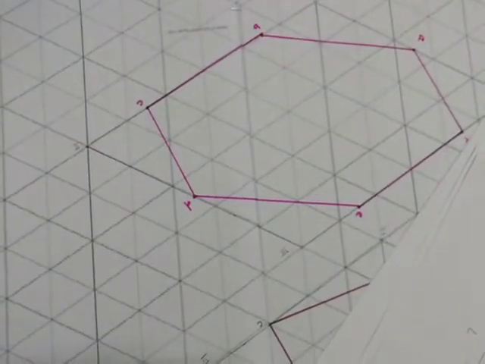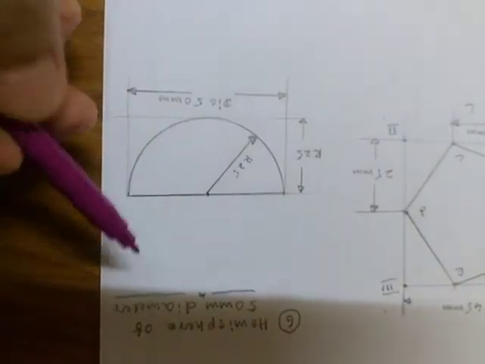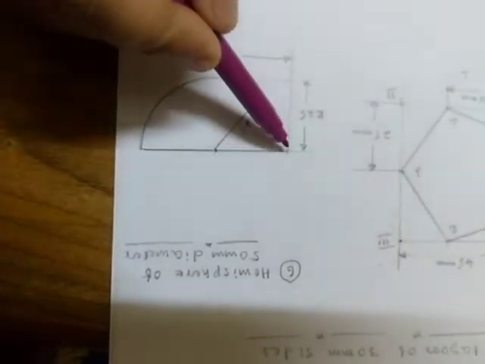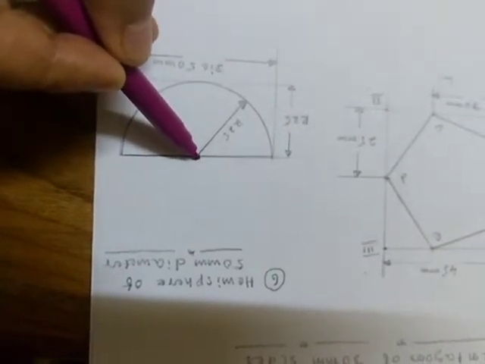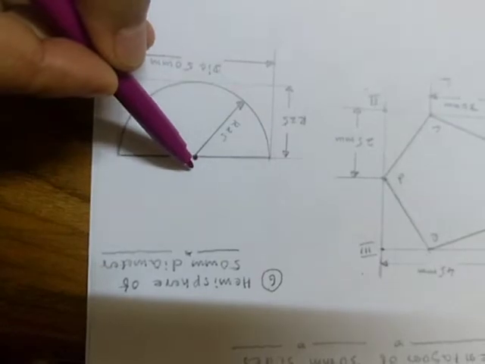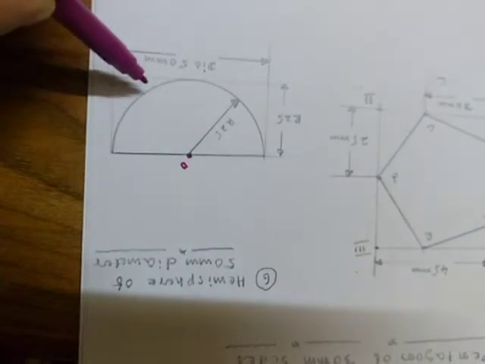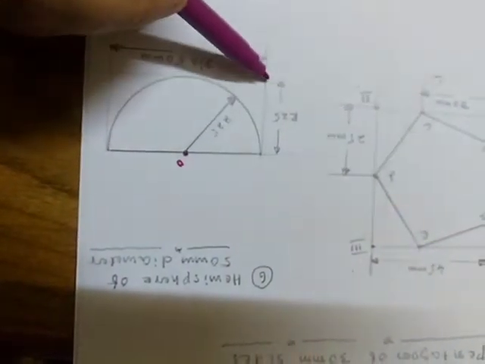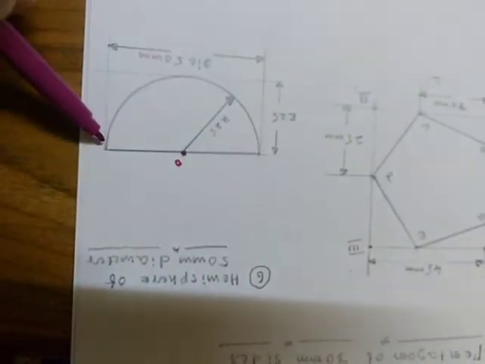Alright. So now the next plane is a hemisphere of 50 mm diameter. Okay. So from here to here it is diameter 50. Take radius 25. Mark a point, call that point O. O is the center, radius is 25. Draw a half circle. Alright. Now what is this distance? It is equal to the radius, 25. What is this one? It is diameter 50.